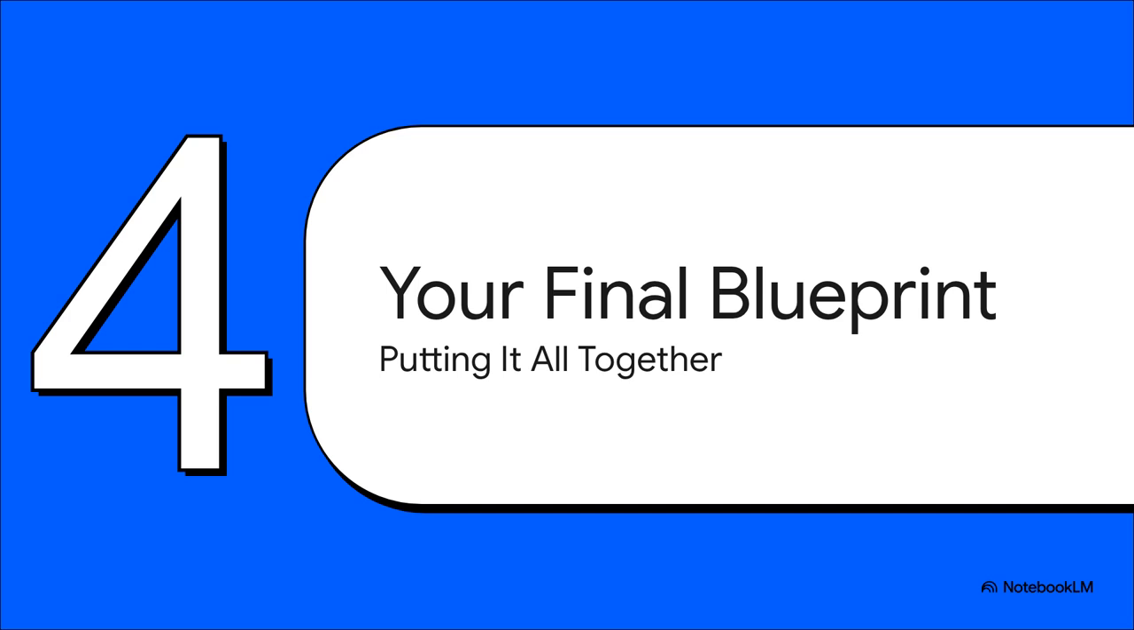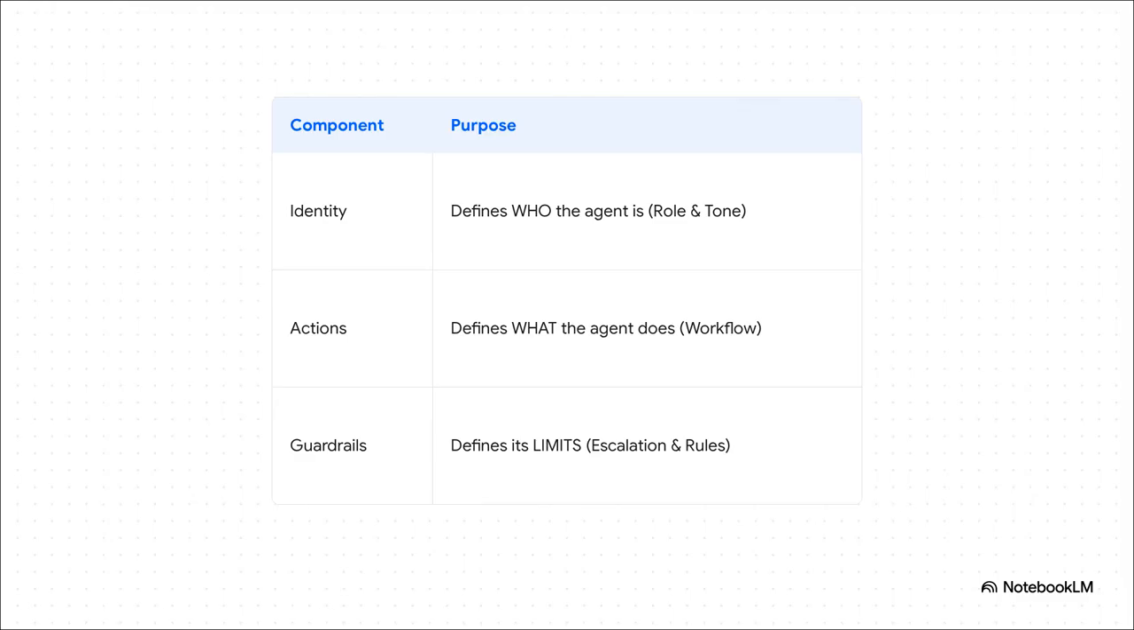Okay, so we've walked through the three key parts of our AI blueprint. Now let's put it all together and see what our final design actually looks like. And there you have it, our complete blueprint. It boils down to three core components. First, identity. That's the who, the role, and the tone. Then actions. That's the what, the step-by-step workflow. And finally, guardrails. Those are the limits, the escalation plan, and the hard rules. When you follow this framework, you're no longer just crossing your fingers and hoping for a good result from your AI. You are actively engineering one.